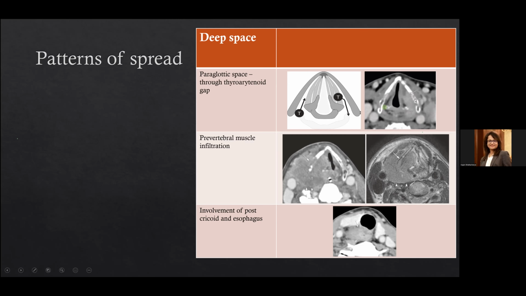Next is the involvement of the post-cricoid region and esophagus. If there is more inferior extension, then the esophagus also appears bulky. This is the level of the trachea. We can identify the thyroid glands here. And it goes more inferiorly to involve the esophageal mucosa. If the esophageal muscle is involved, it becomes more bulky. If there is only mucosal involvement, it may not be identified on CT.